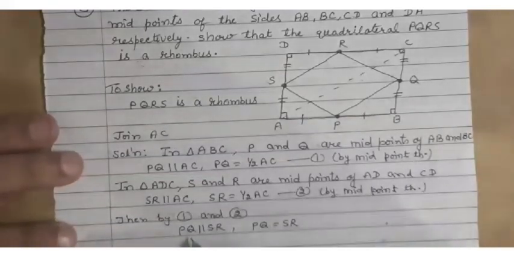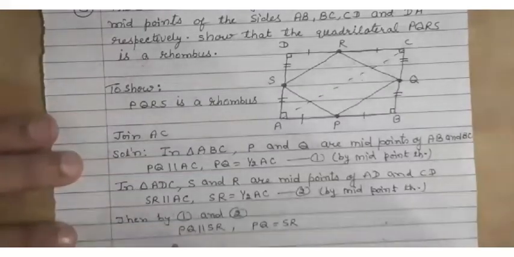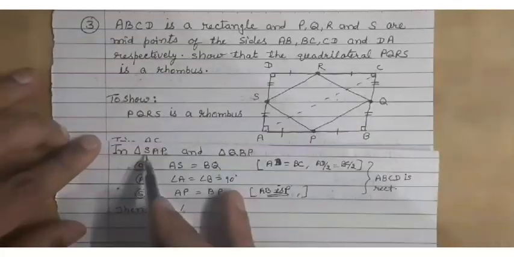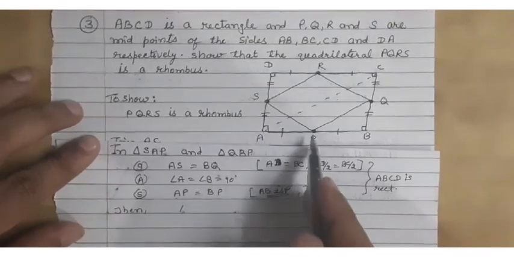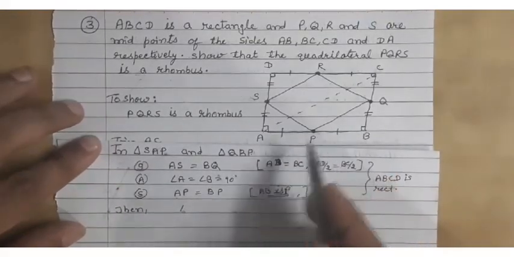So again, in any quadrilateral, if one pair of opposite sides are parallel and equal, then we can say PQRS is a parallelogram. Okay, now SAP and QBP.